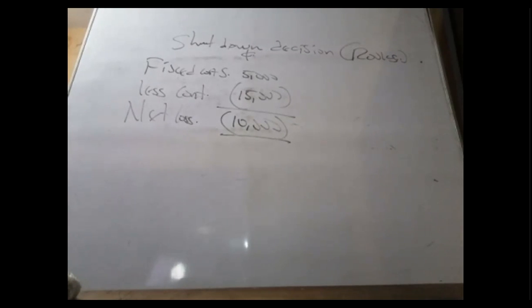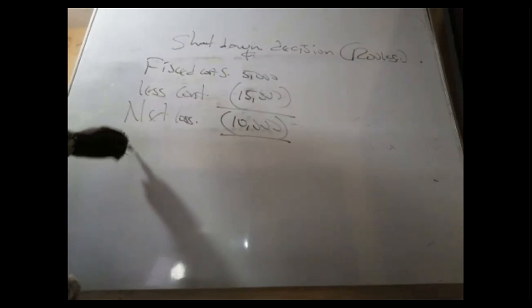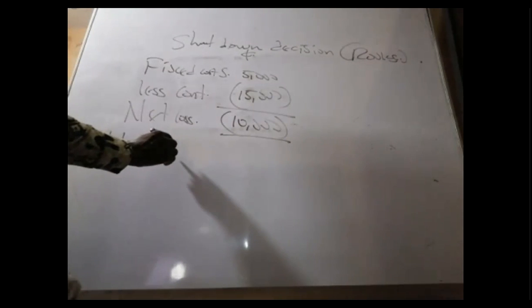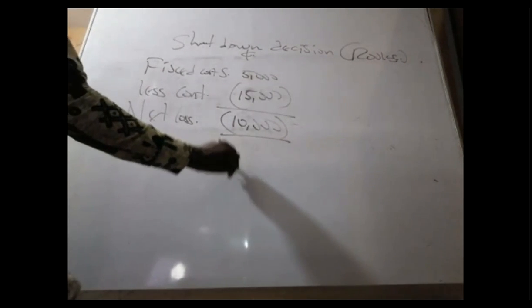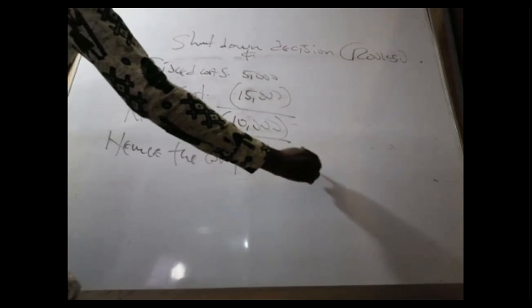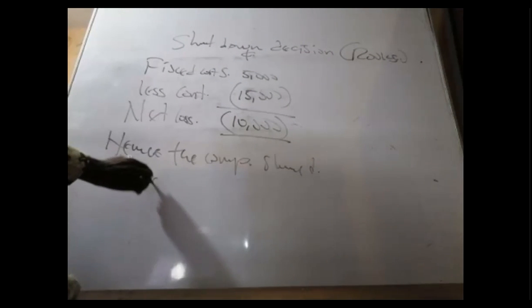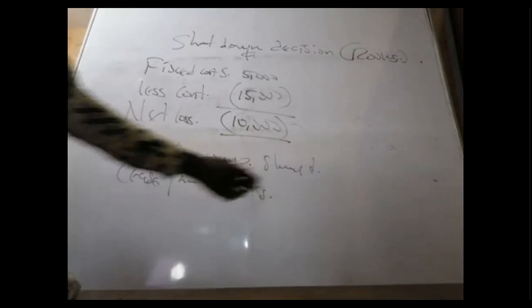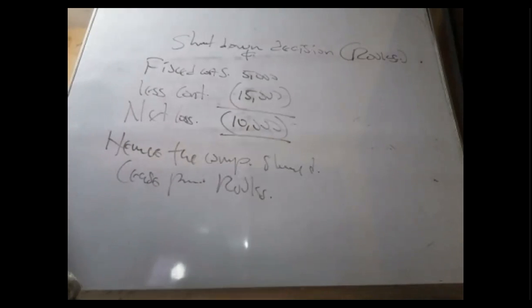So should the company shut down or should they not shut down the production of fruits? Once it's negative, once you are getting a loss, they should move ahead and shut down production of fruits. So hence, from the above, the company should cease producing brooks.